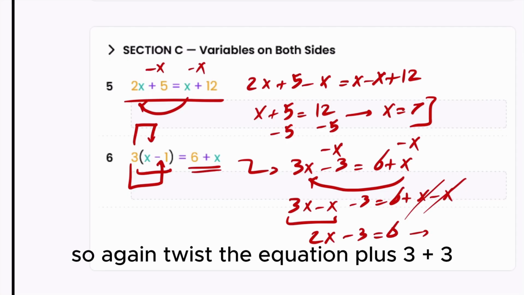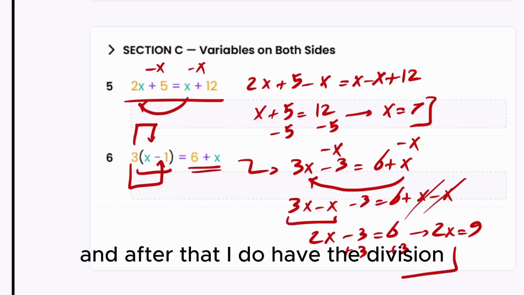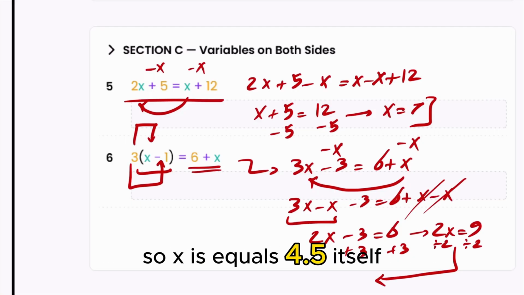So again, two-step equation, plus 3, so 2x is equal to 9. And after that, I do have the division. It's going to be divide by 2. So x is equal to 4.5 itself.